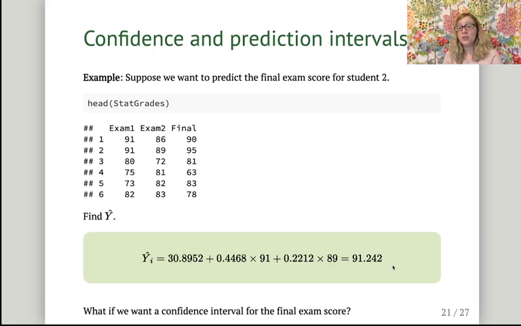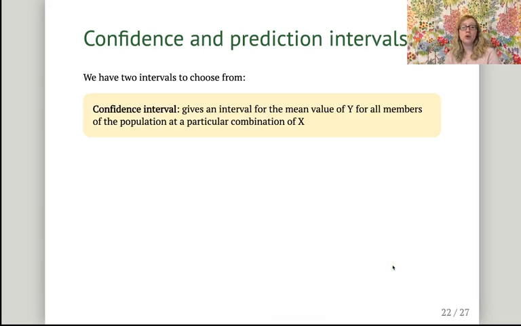We might also want to find confidence intervals for the final exam score. So maybe this student will study a lot more, do better than expected. Maybe the student has a lot of final exams on the same day and does a bit worse than expected. So we might want a range for what a student's performance would look like. We actually have our choice between two confidence intervals, and it depends on what we're precisely trying to find.